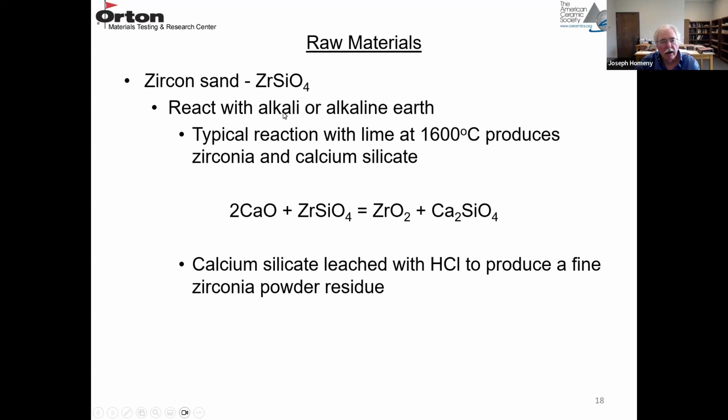So you can also react it with an alkali or an alkaline earth. So here's an example of a reaction with lime, CaO, and this one is reacted at 1600 degrees C, and you're going to end up with zirconia and a calcium silicate. So CaO plus the zircon sand forms zirconia plus this calcium silicate, Ca2SiO4. So then you have to take this calcium silicate and leach it with an acid, and that leaves fine zirconia powder.